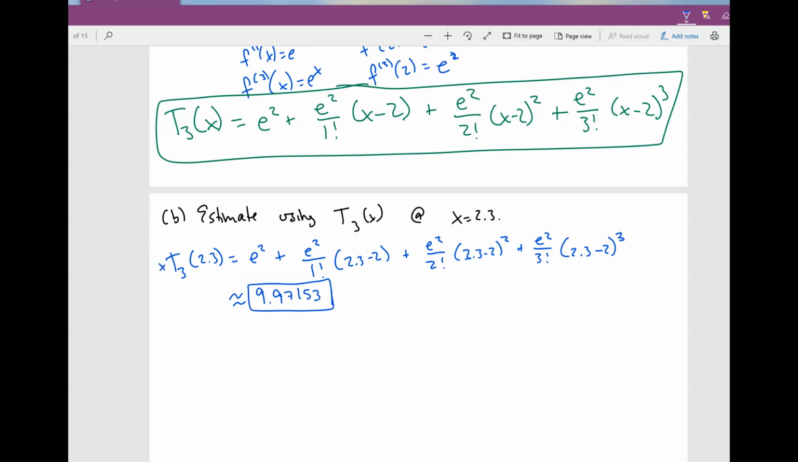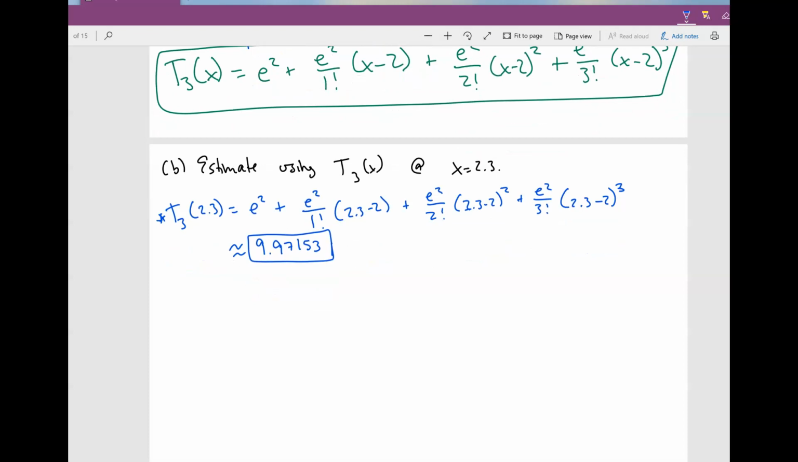Now, if you were to compare the Taylor polynomial with the true value, so now our calculator, e to the power of 2.3, if you put that in your calculator, you're going to get 9.974182. Okay, so this is what I end up getting, which is kind of the same.